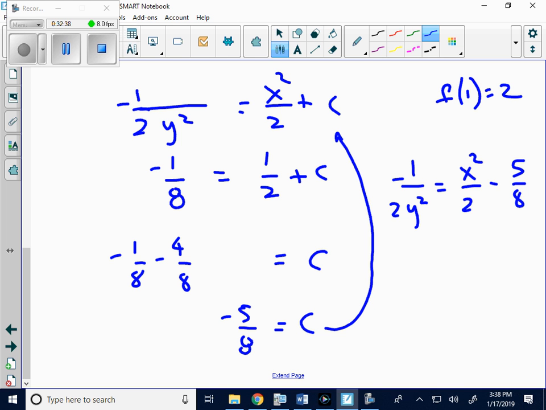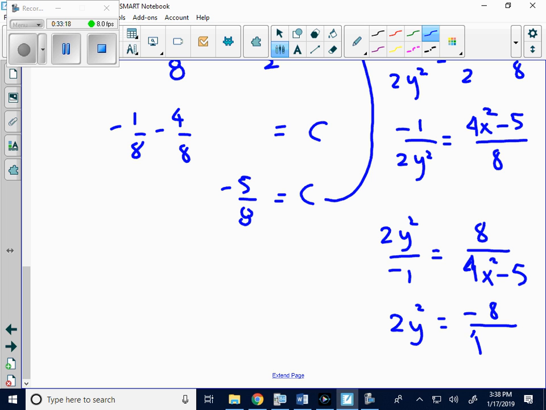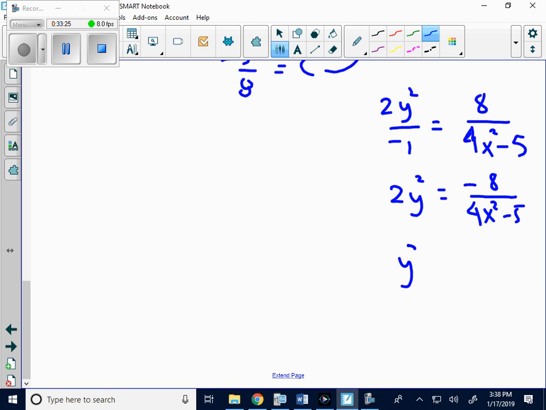I want to make this a proportion. 2y squared. So this is 4x squared minus 5 over 8. And again, we have to solve for y, so I'll flip this upside down. 2y squared over negative 1 is 8 over 4x squared minus 5. Ask me tomorrow about the upside downable theorem. It's a cute story. 2y squared is negative 8 over 4x squared minus 5. So divide that by 2, and we get y squared. It's negative 4 over 4x squared minus 5.